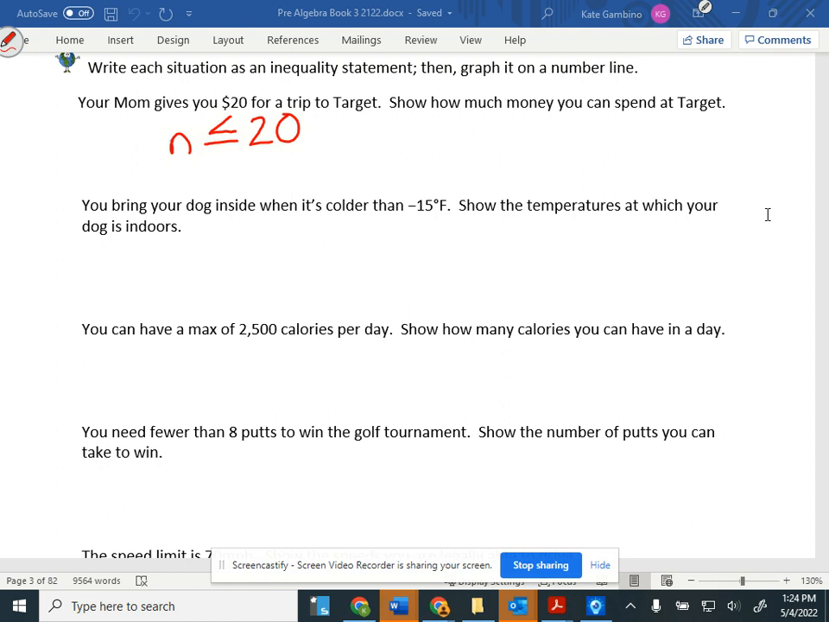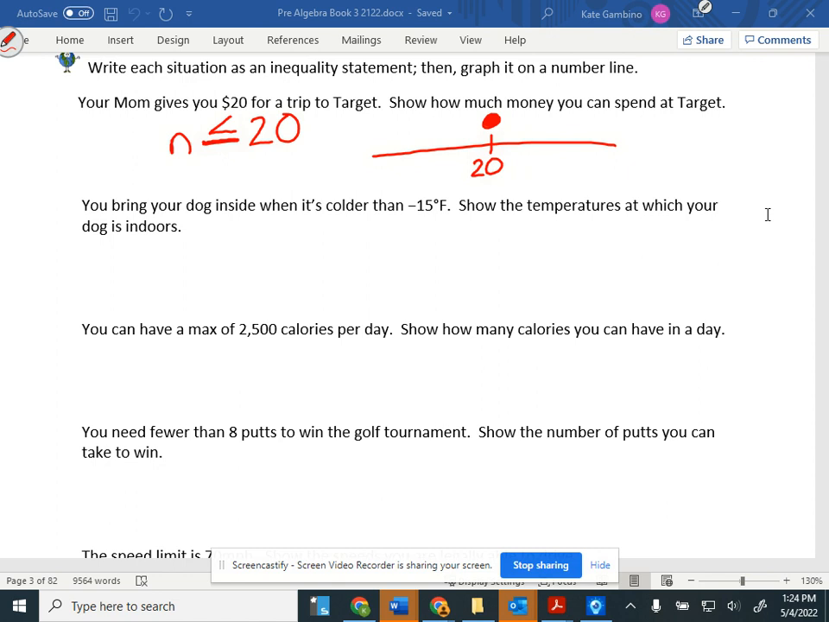Now I need to graph it. So I'm going to draw my line. I see my 20 there, so I'm going to put a 20. What is my circle going to look like, Katie? Closed. Why closed? Because if it's open, that means that you can't spend 20. Right. If it's open, you can't spend 20. We have equal to, less than or equal to, so it's closed. It can be 20. I can go all the way to 20, down to the last penny.